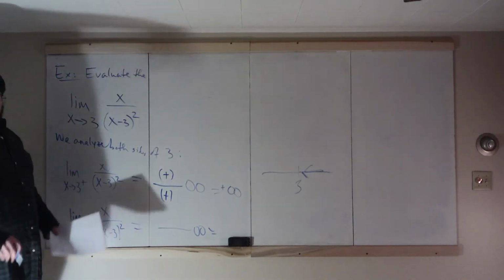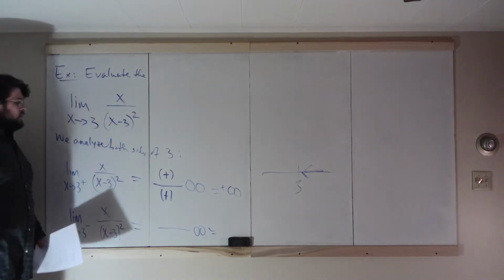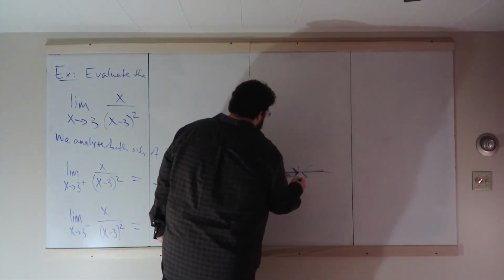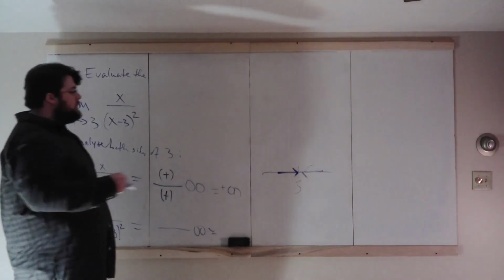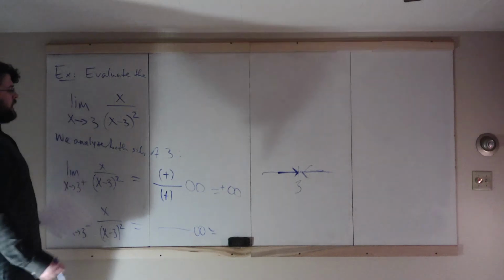So we have positive over positive, which gives us a positive infinity. How about this next one? Numbers to the left of 3. So numbers that are slightly less than 3, 2.9-ish type numbers. What happens on this substitution?